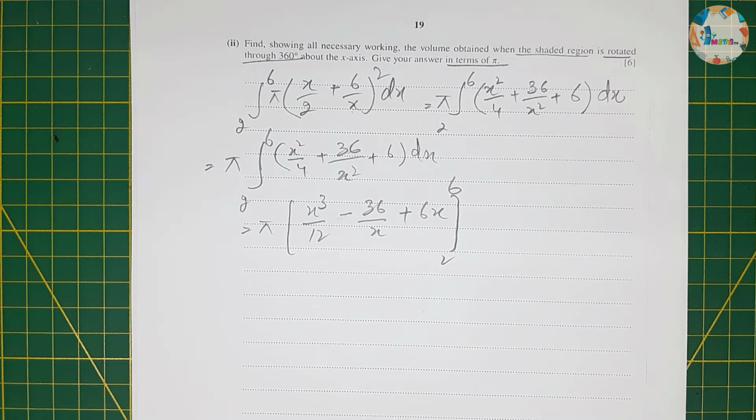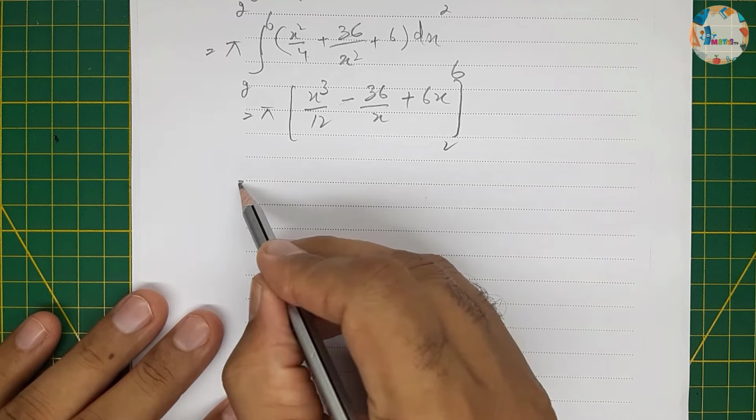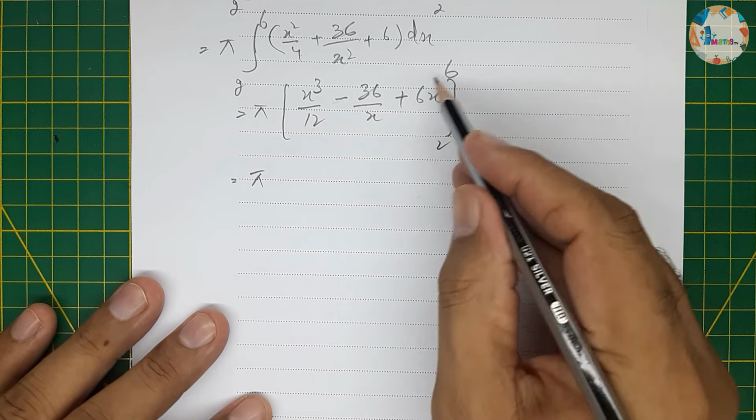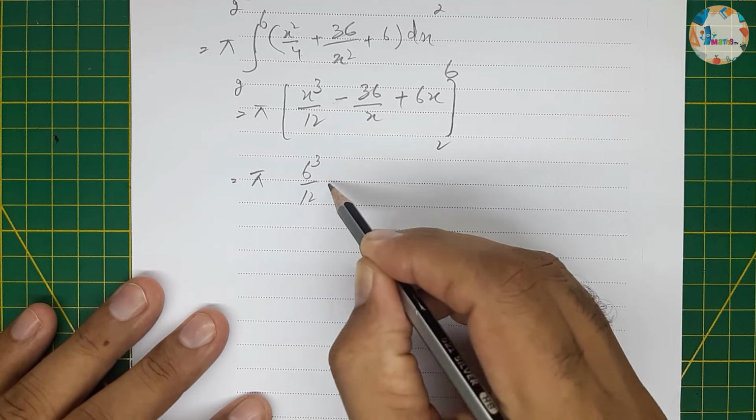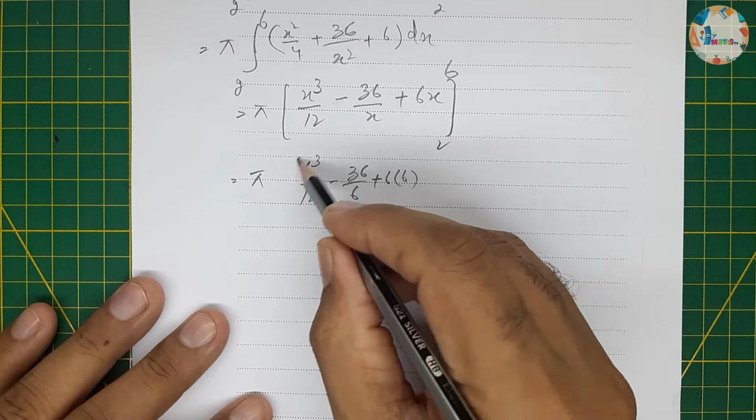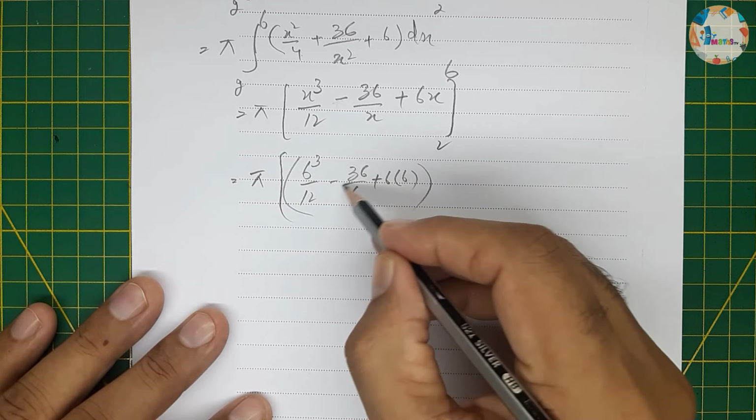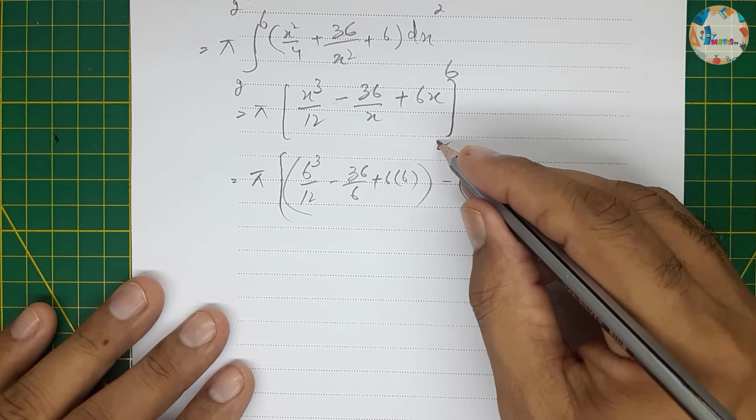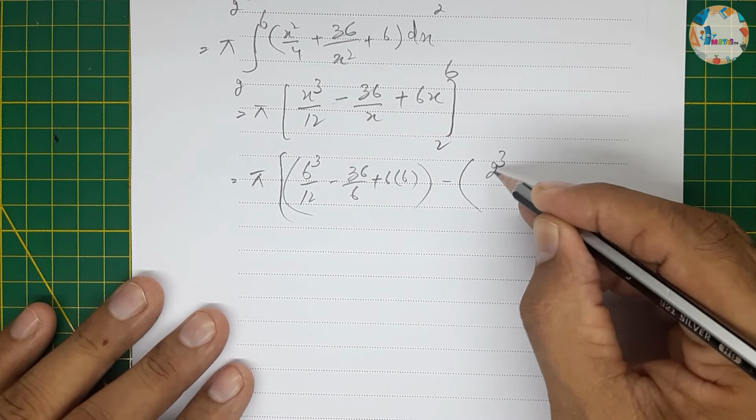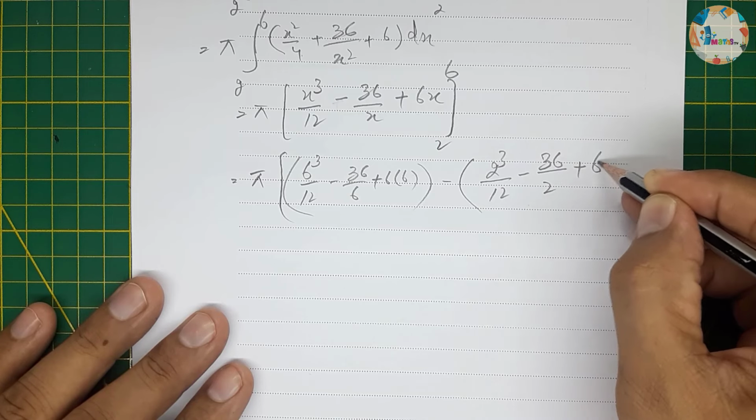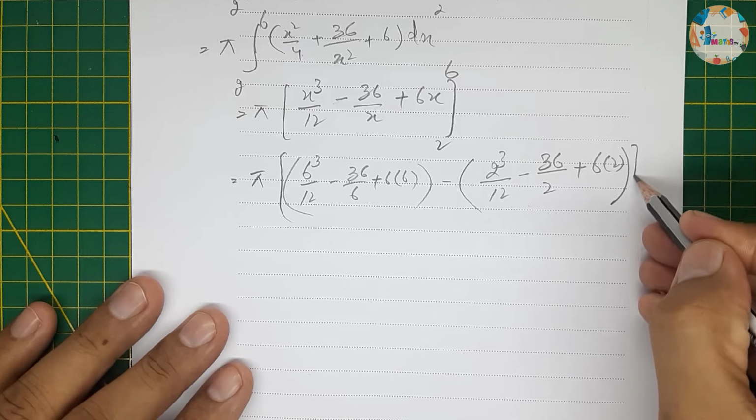Now we can replace the limits. If we replace the upper limit, this will be 6 cubed over 12 minus 36 over 6 plus 6 into 6. This is the value by replacing the upper limit, and for the lower limit 2, this will be 2 cubed over 12 minus 36 over 2 plus 6 into 2, and the bracket is closed.